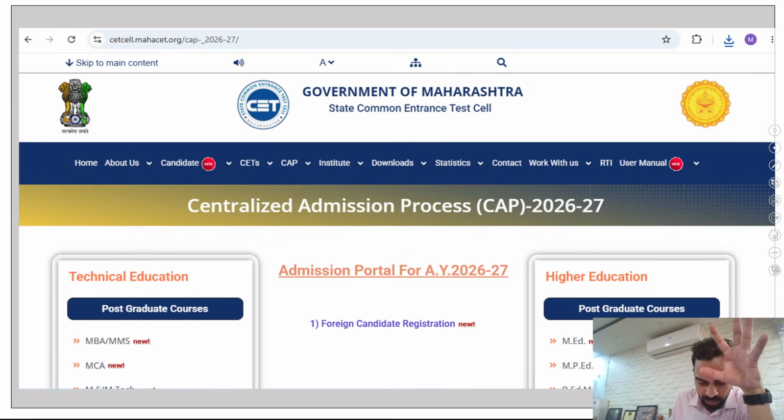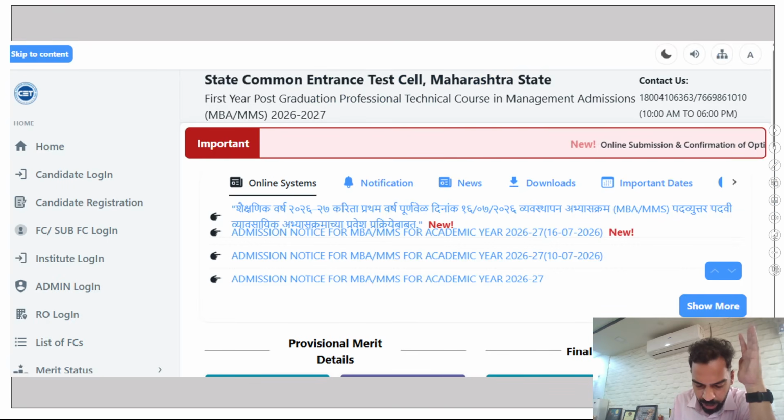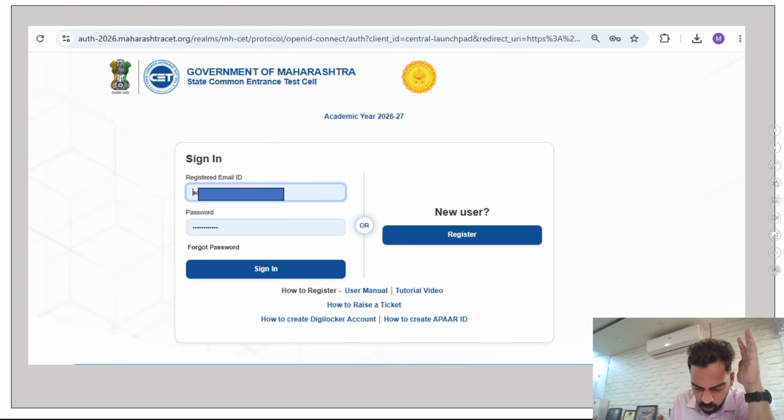Okay? So again, you know the process, where and how to log in. Let me tell you step by step. You have logged in, and then you go ahead and put in your login ID, and so on and so forth.